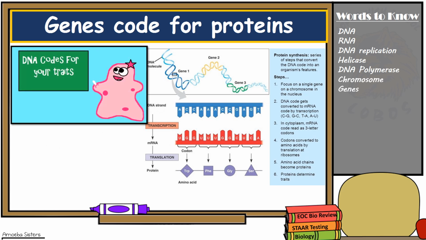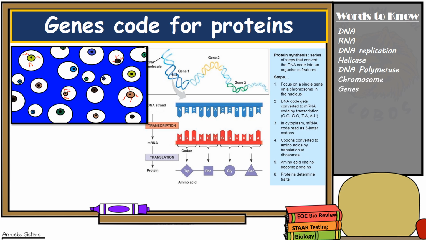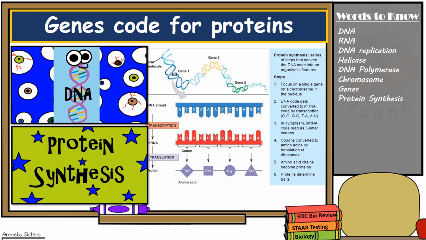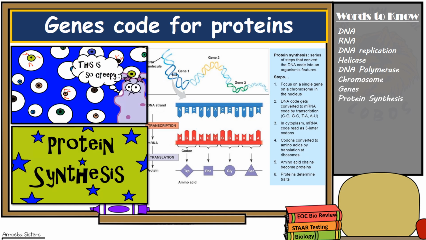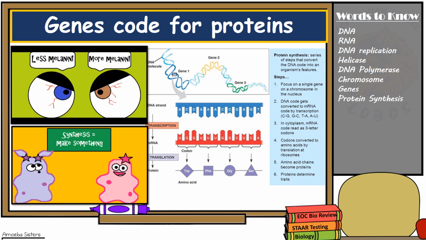Genes code for the production of proteins. Now, your body's structures are made of proteins, and as a result, those proteins help determine your traits. For example, the color of your eye is determined by a protein. Proteins are made of long chains of smaller molecules called amino acids. Let's take a closer look at the production of proteins in the cell, which is called protein synthesis.